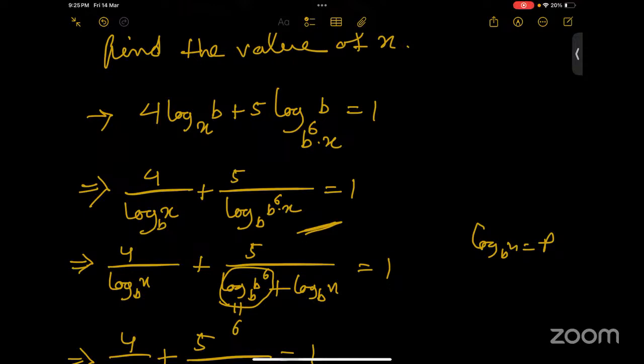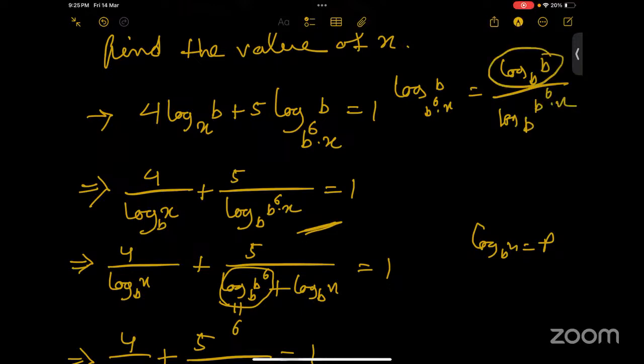First part, that first 4 log x b, no? Yeah, that part I understood. The 5 divided by log b power 6 into x, the denominator, you can write it as log b by log b power 6 into x, right? This will become 1 and 5 is there, so it will be this, okay, right?